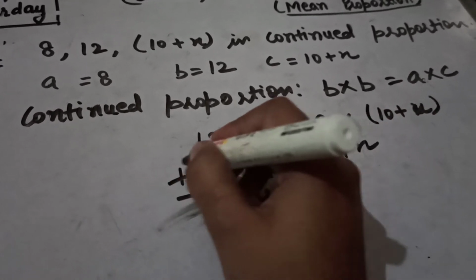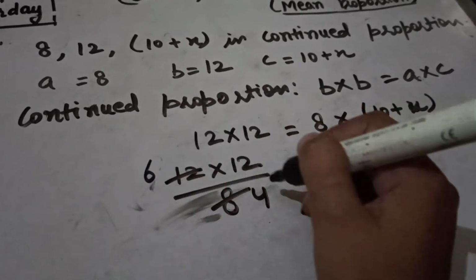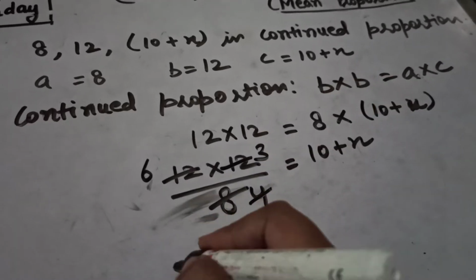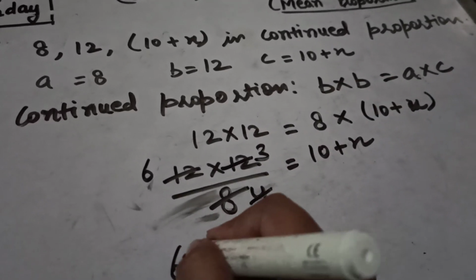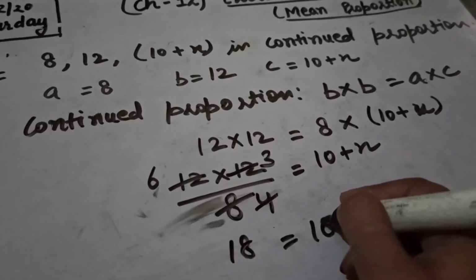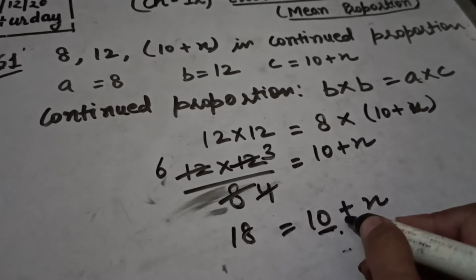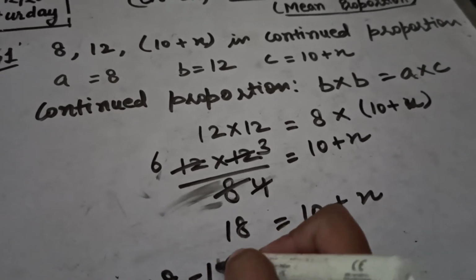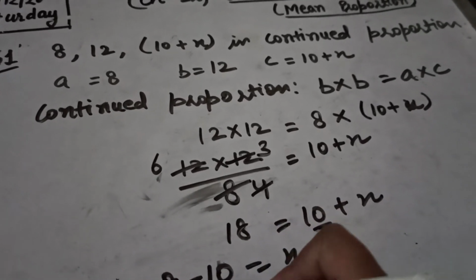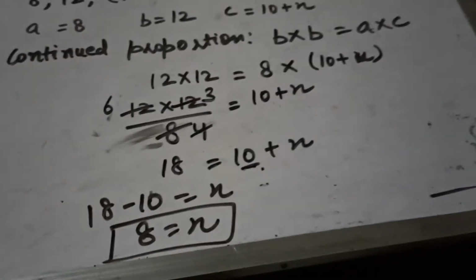2 4s are 2 6s. Either keep this 6 as it is. 4 3s are 12. 6 3s are 18 equals 10 plus x. Here this 10 in plus, when we change the side it goes in minus, and that is 8. So the value of x is 8.